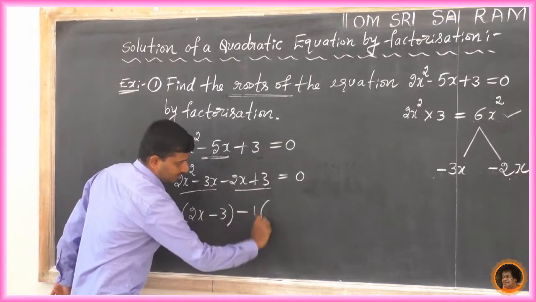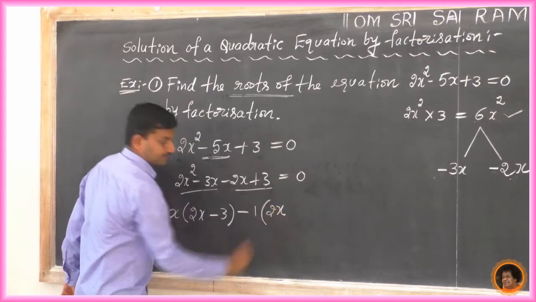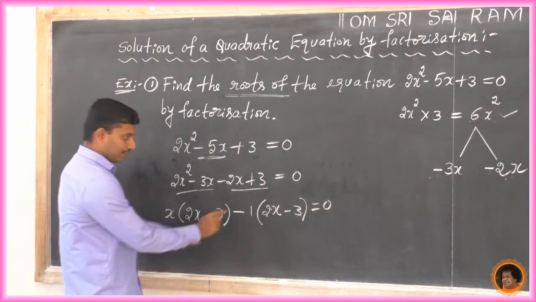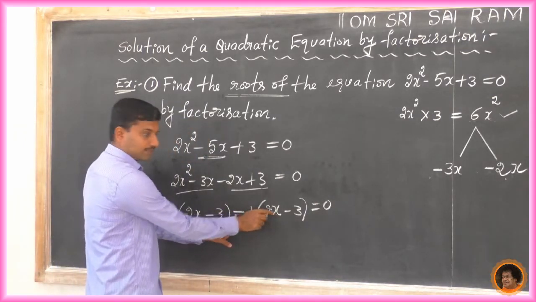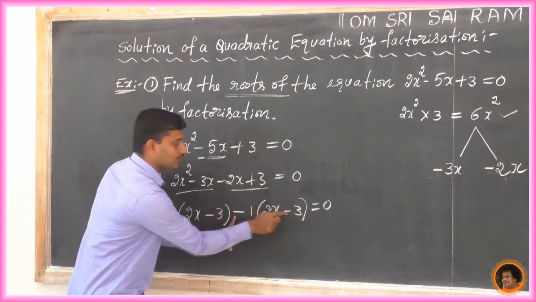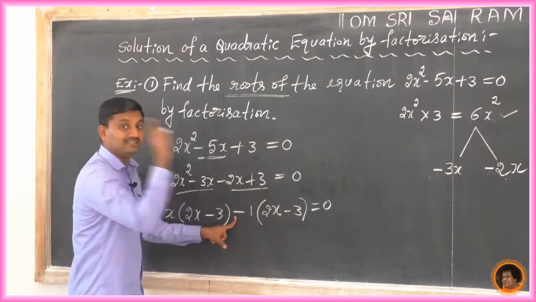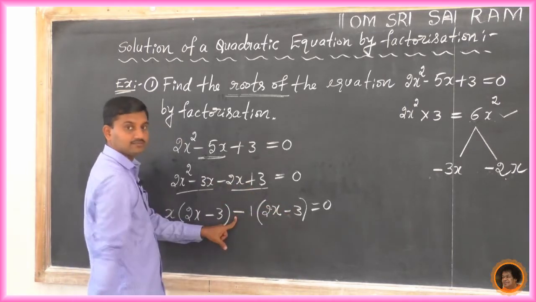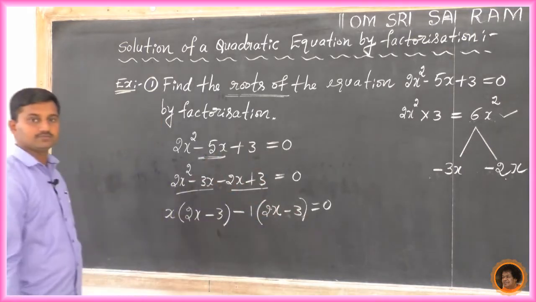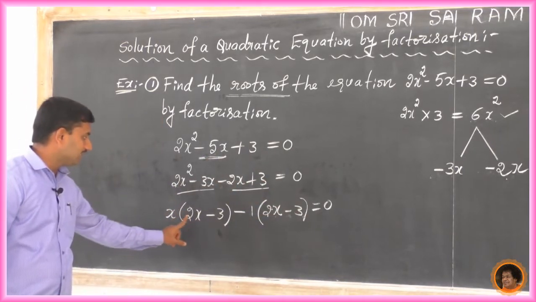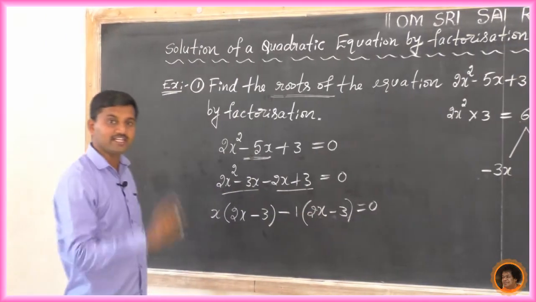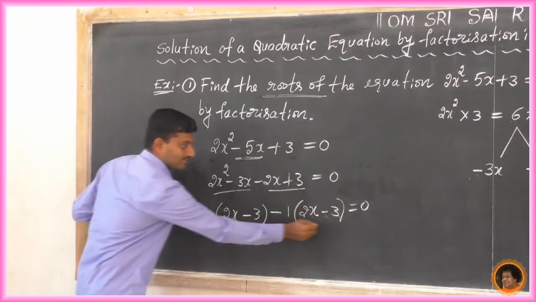So take it outside. So here 2x minus 3 equal to 0. Minus 1 into 2x is minus 2x, and minus into minus is plus, so 1 into 3 is 3. So look at the factors: x into 2x minus 3, and minus 1 into 2x minus 3. Is there any common factor? Yes, 2x minus 3 is the common factor.